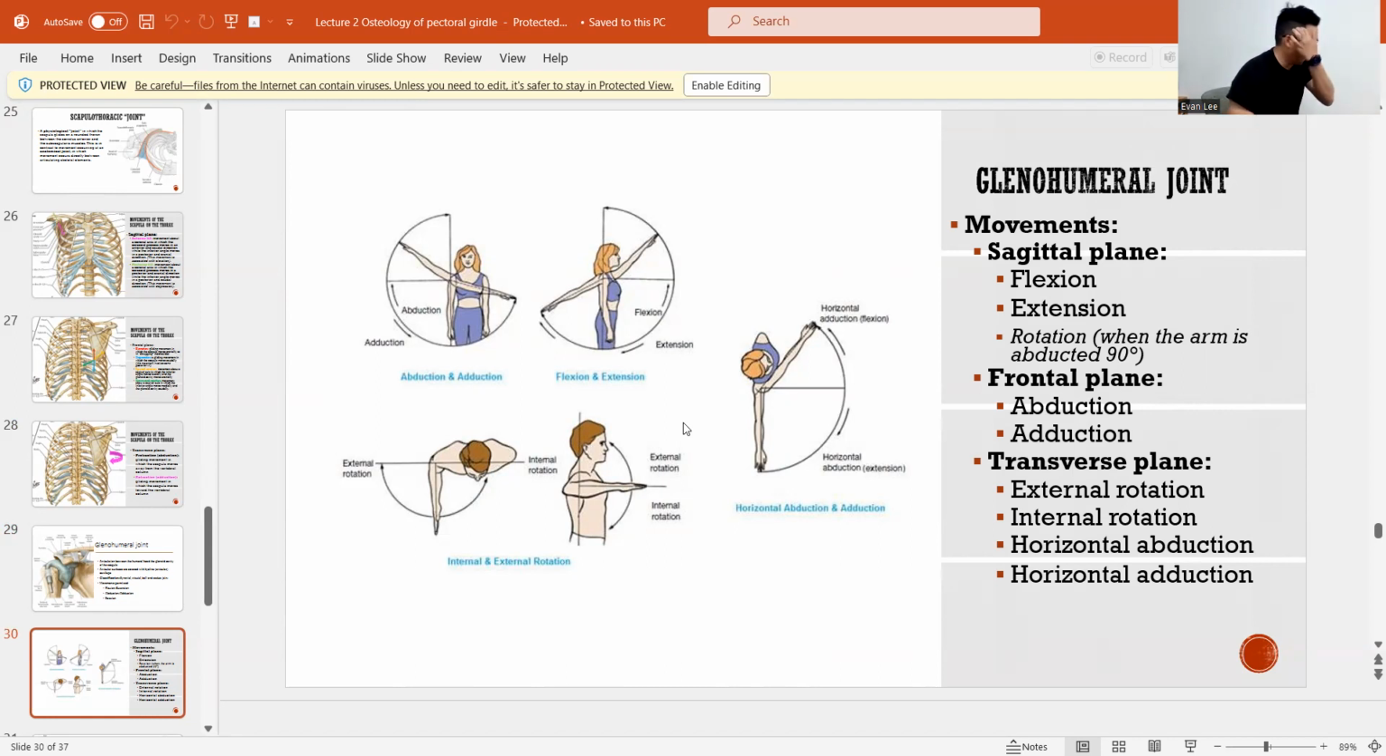And then horizontal abduction and adduction. If you imagine your arms out like this, this is where you abduct or adduct horizontally. So it's still kind of going towards or away from the midline, but you have abduction and adduction respectively.